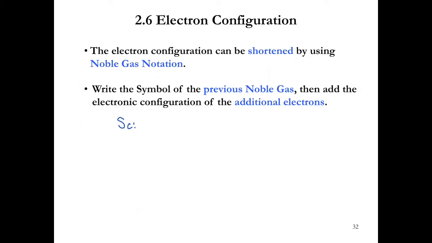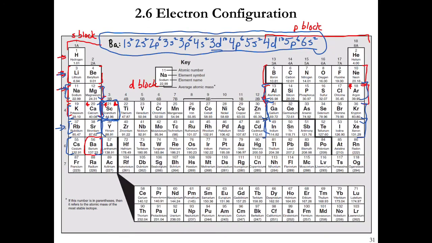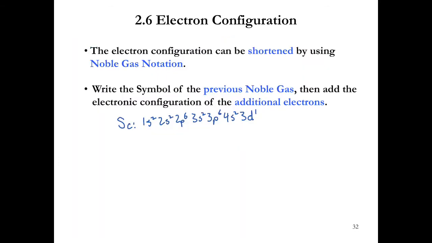So you guys already have that in your notes. But if I was doing it from scratch, 1s2, 2s2, 2p6, 3s2, 3p6, 4s2, 3d1. So the way that we would abbreviate that is to look back to the previous row at the end and see what noble gas was there. So it looks like the noble gas that we get to right before we get to scandium is argon.